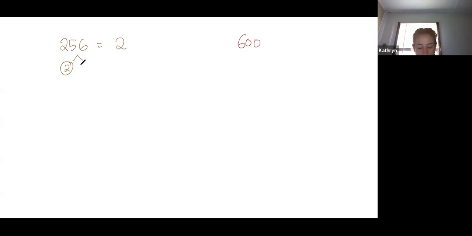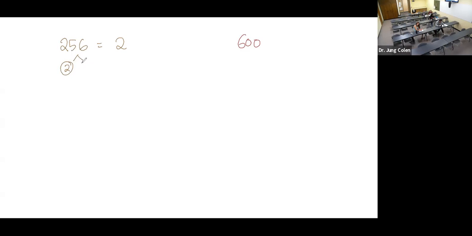2 times what makes 256, guys? 128. 128 is also divisible by 2. So 2 times what? 64. 64 is 32 times 2, or you can say 8 times 8, that's a 2 cubed, and that's 2 cubed. So in total, I have 2 to the what power? Yeah, 6, 7, 8. So 2 to the 8th power.